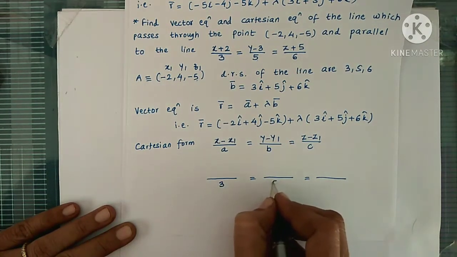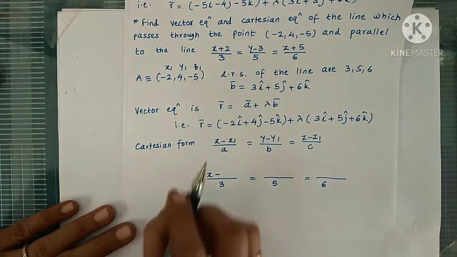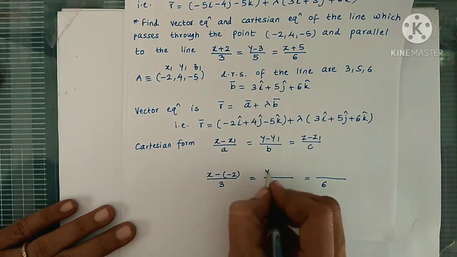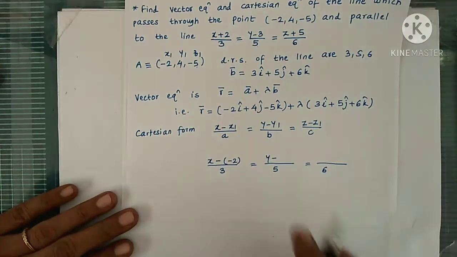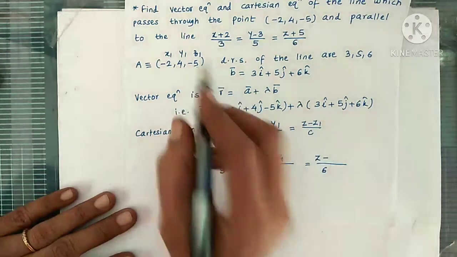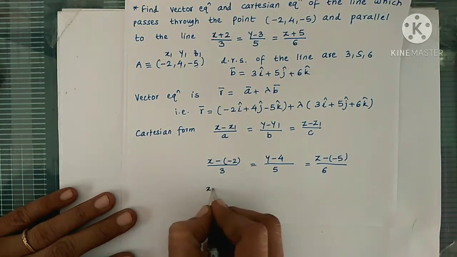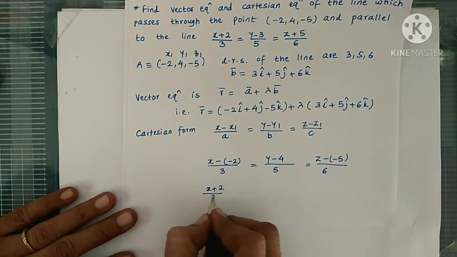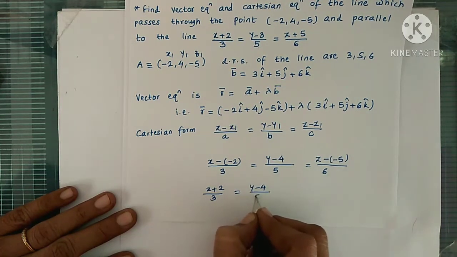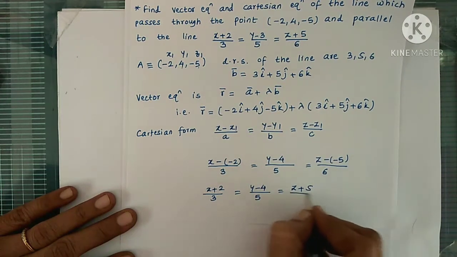Now let's write the numerator. x minus x1. So x minus x1 is x plus 2. y minus y1, y1 is 4. z minus z1, which is z plus 5. So it is x plus 2 upon 3, y minus 4 upon 5, z plus 5 by 6.